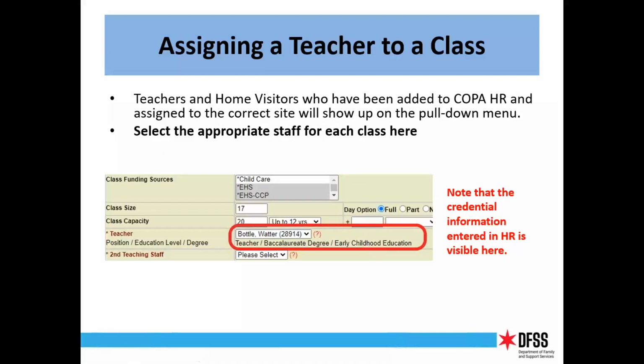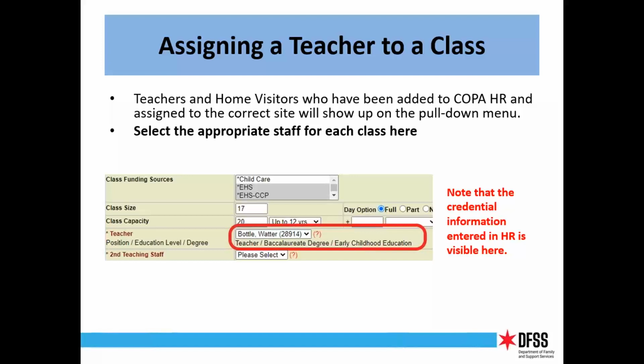And so within that, you'll get to the class profile page. Any teachers or home visitors who have been added to the Copa HR and assigned to the site at which the classroom you're looking at is based will show up on the drop-down menu. So if your teacher doesn't show up on that menu, that means they're not correctly entered in HR. Either their job title is not correct or they're not assigned to the site.